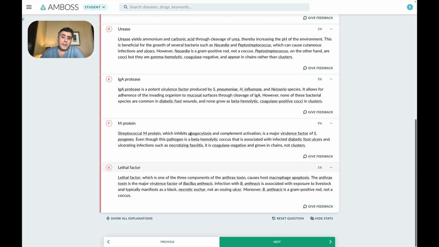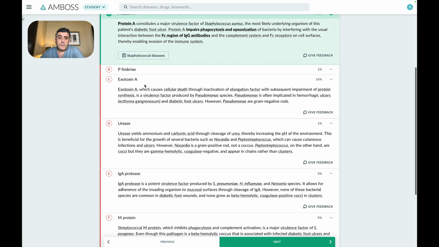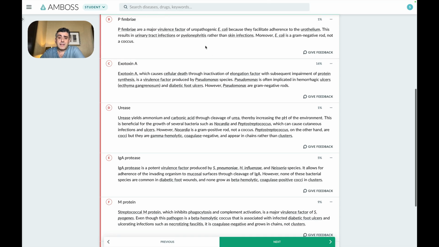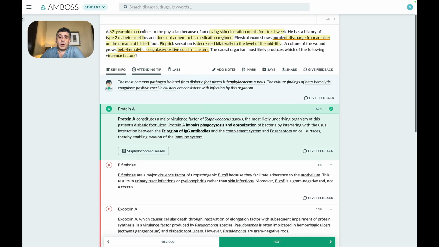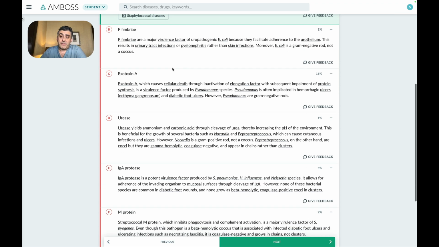This lethal factor, 1% was anthrax, no big deal, but they throw it in there as well. P. fimbriae is E. coli, the different types of E. coli. But if you understand beta hemolytic, coag positive in clusters, that can lead you to a point of entry to say, you know what, I know that's Staph aureus. But then the tricky part is, do we know the virulence factors associated with different organisms?